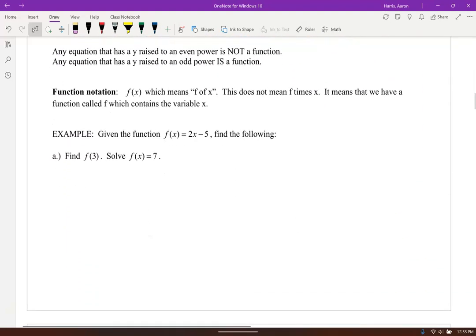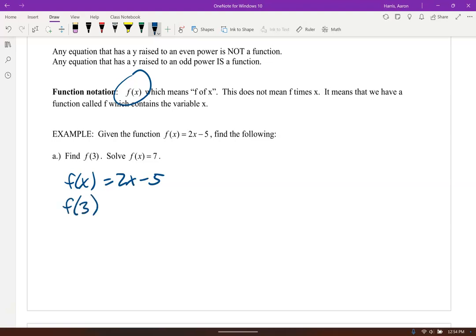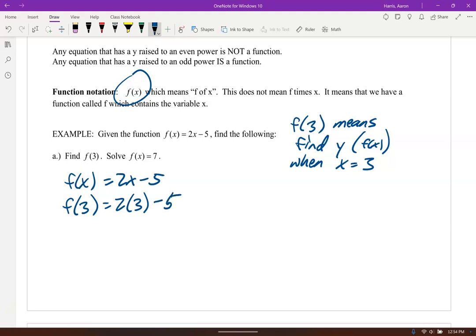All right, let's do a little bit of function notation. I said f of x is a nickname for y. So here we have f of x equals 2x minus 5. And what this is telling us, when they say find f of 3, that means find y, or f of x, when x is 3. So it's just telling you input the 3. 2 times 3 minus 5, and see what we get. 6 minus 5 is 1. f of 3 is 1.